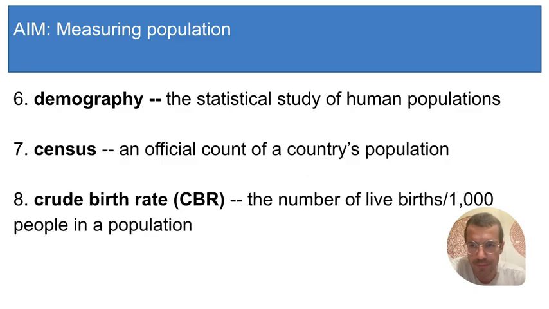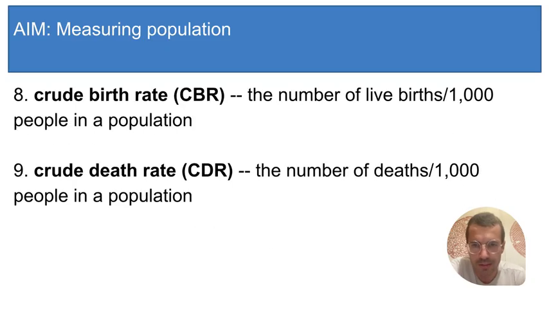All right, let's look at these statistics that demographers use with the data that they get from the census. The first one is the crude birth rate, or CBR, the total number of live births in a country in a 1-year period, usually divided by 1,000. The next statistic is the crude death rate, or CDR, the total number of deaths that occur in a country in a 1-year period, usually divided by 1,000.